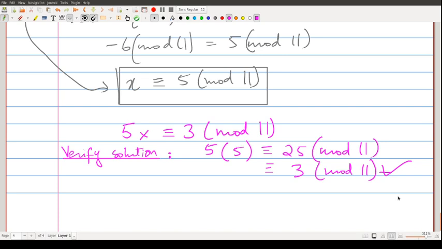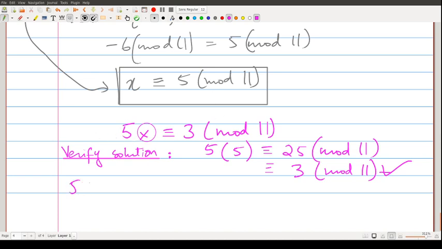Jafar, okay, first Dania, I hope I've answered your question by verifying that that's my solution. If you take 3 mod 11 and 5 mod 11 and plug them in, you get 3 mod 11. It's a solution to this equation. Verification is just plugging your solution back into your equation.